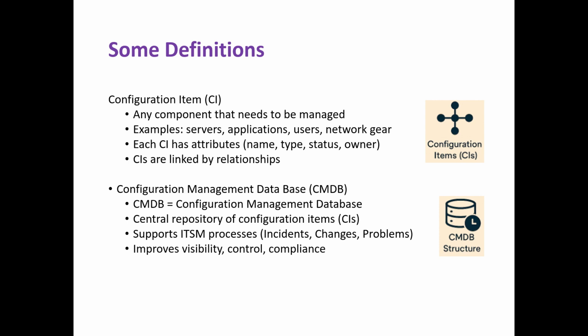A configuration item is basically anything you want to manage in your IT environment. It could be a laptop or a server or a database. It has its own attributes like host name, serial number, or location. CIs can be connected to another CI. For example, an application is hosted on a server.